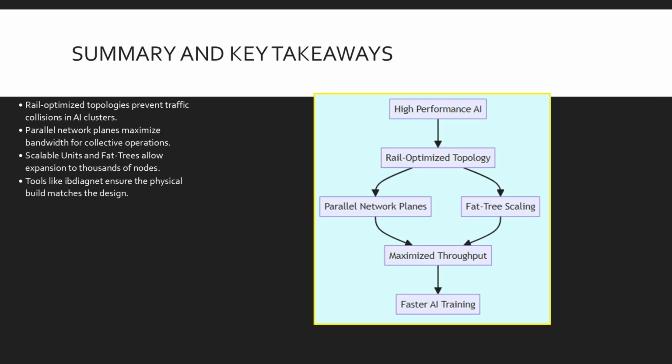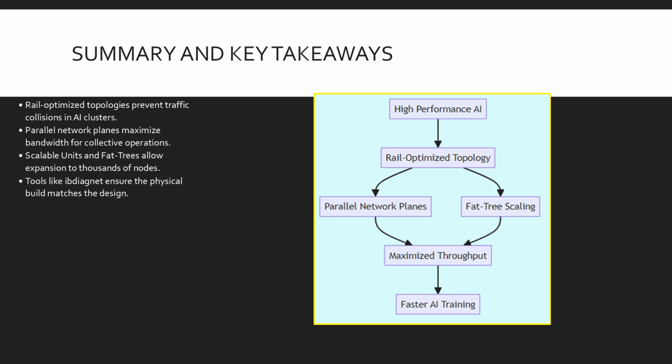To summarize, AI data centers require a fundamental shift from traditional networking. By implementing a rail-optimized topology, you create parallel highways for data, preventing the traffic jams typical of standard networks. Combining this with scalable fat-tree architectures and validating it strictly with tools like ibdiagnet ensures your expensive GPU resources spend their time training models, not waiting for data. What have we learned? That topology is as critical as compute power.